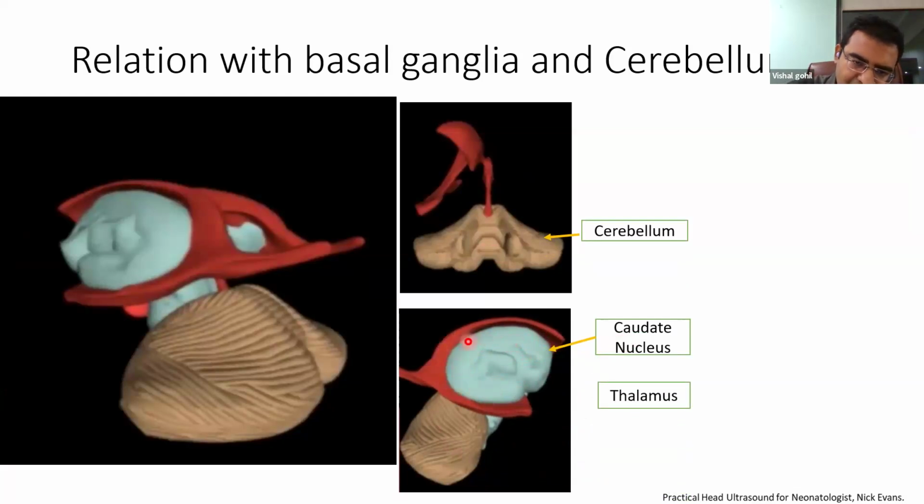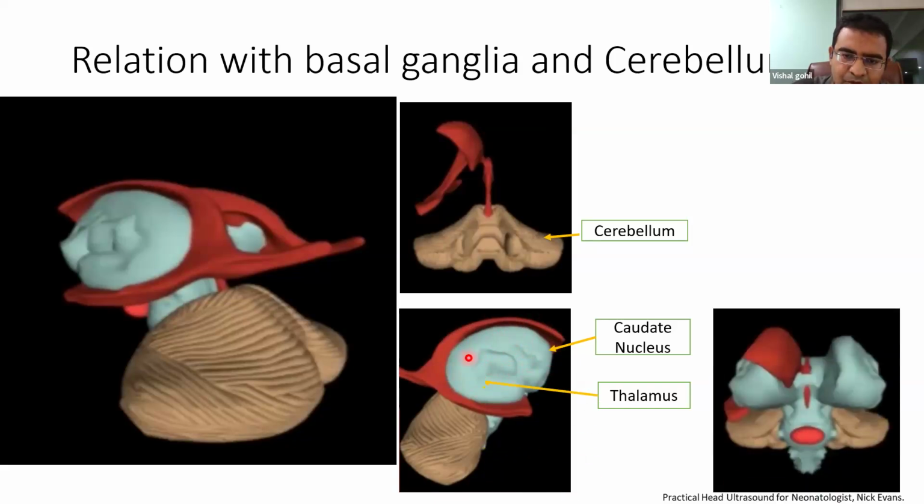Then there is your thalamus over here, which is the roundest structure. The caudate nucleus would be the crescent shape, and your thalamus would be the roundest structure. And it is adjacent to your posterior horn of the lateral ventricle. This is your posterior horn of the lateral ventricle. In front of them, there is a thalamus.